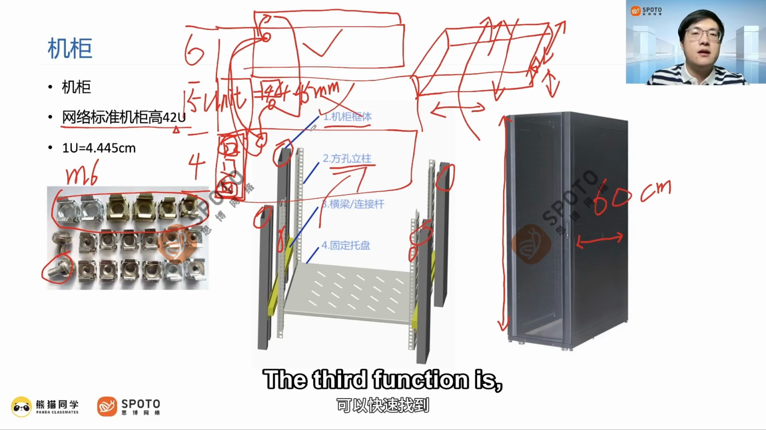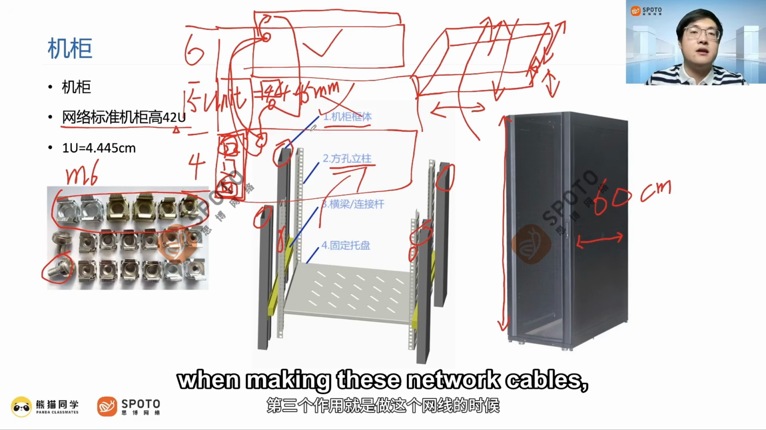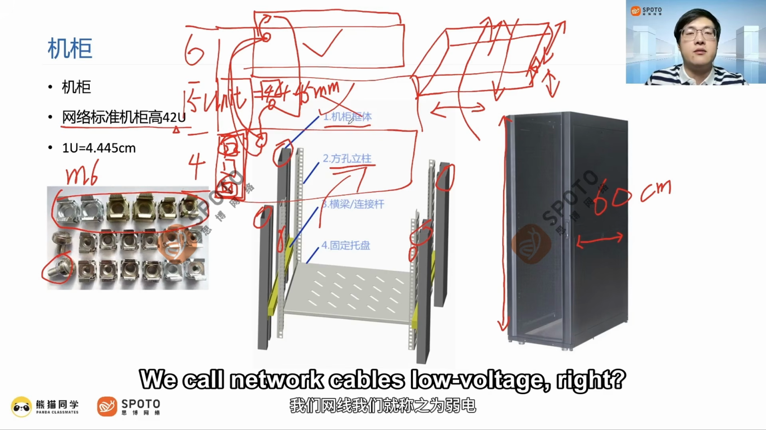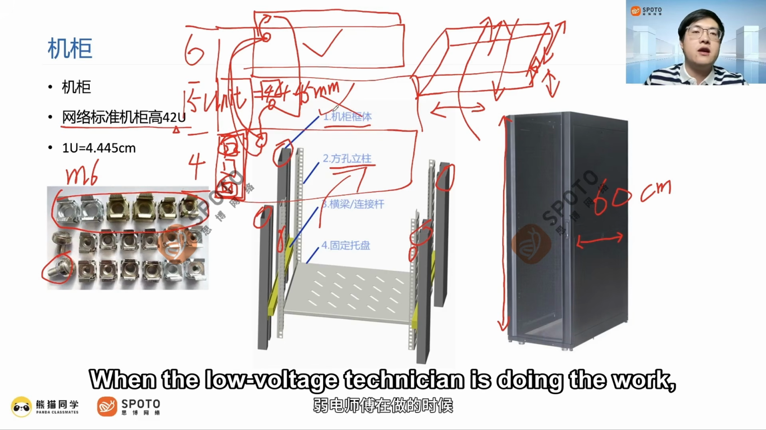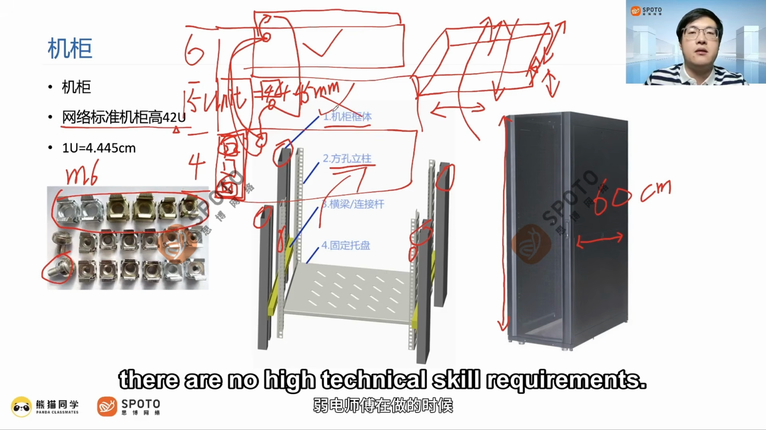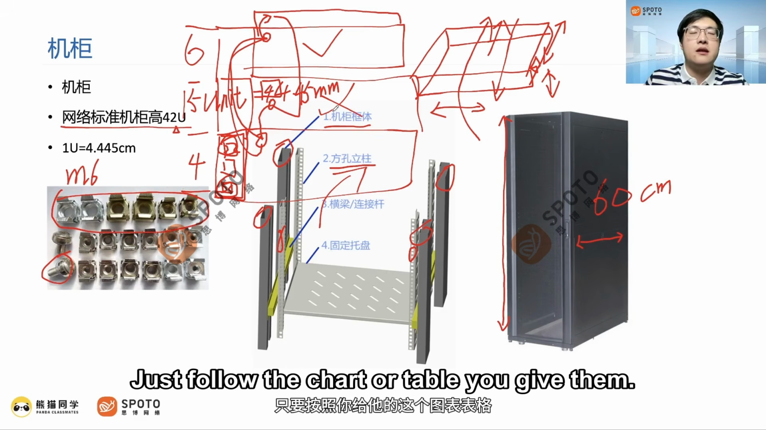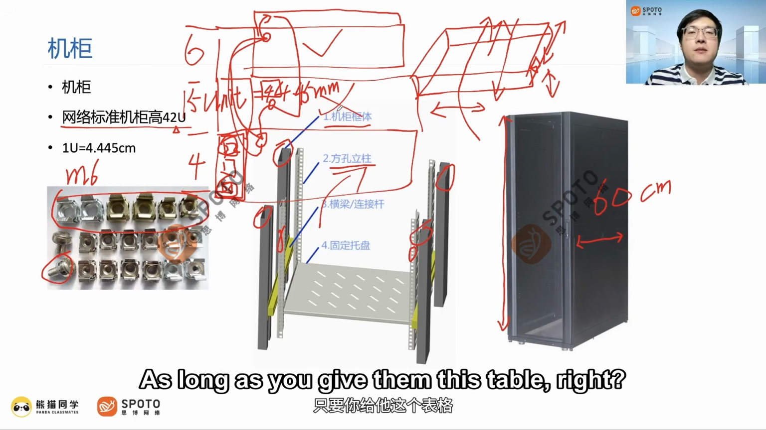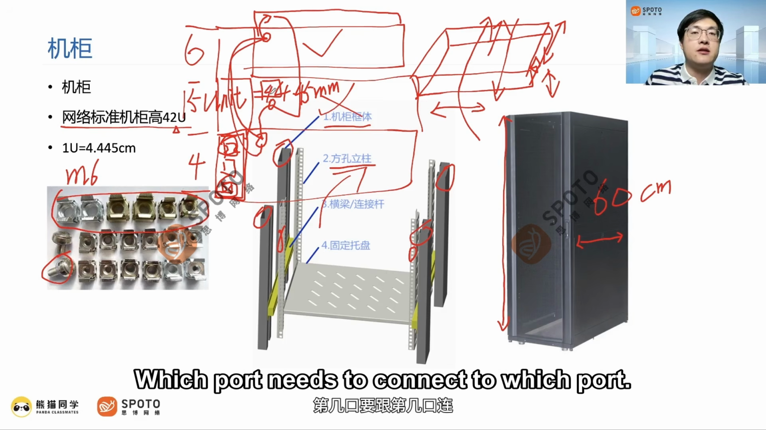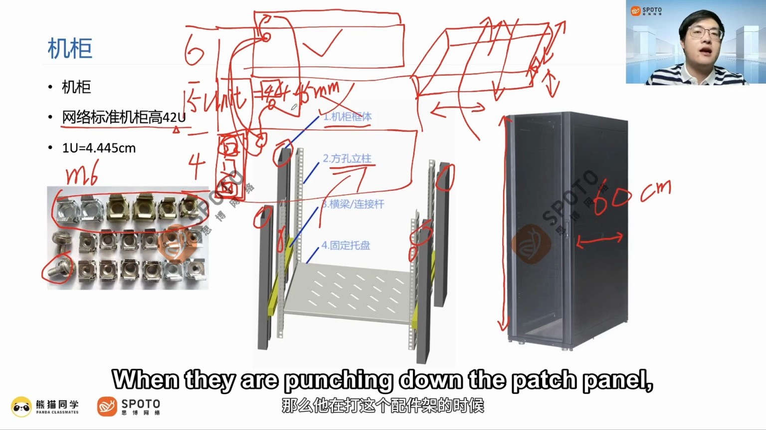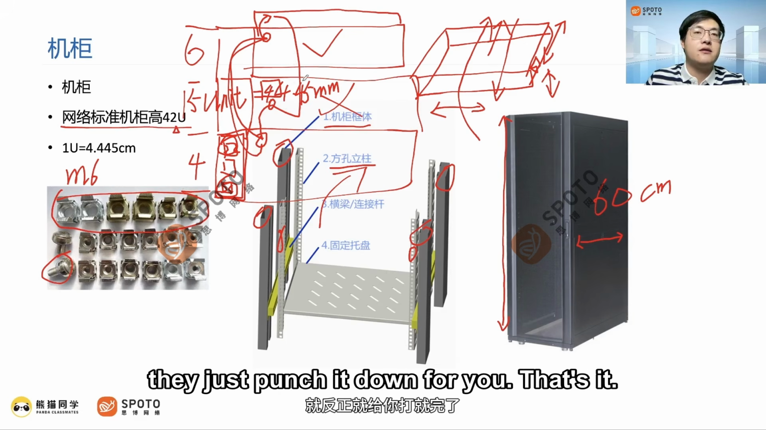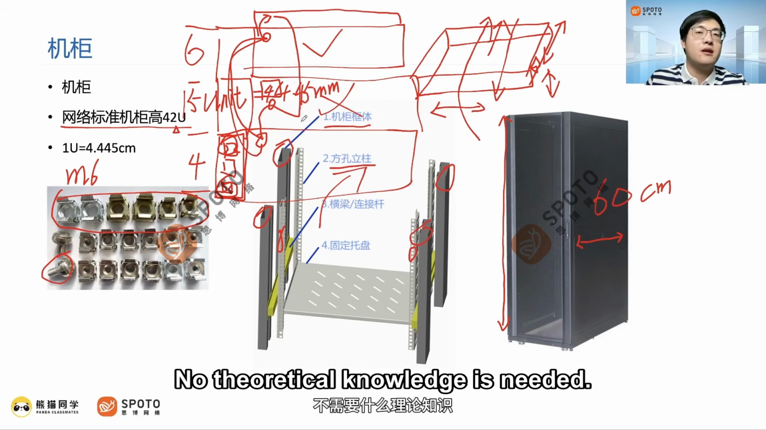The third advantage is, when making these network cables, when dealing with low voltage systems, we call network cables low voltage, right? When the low voltage technician is working, there are no high technical skill requirements. Just follow the chart or table you give them. As long as you give them this table, which port needs to connect to which port, tell them these port numbers. When they are punching down the patch panel, they just punch it down for you. No theoretical knowledge is needed.